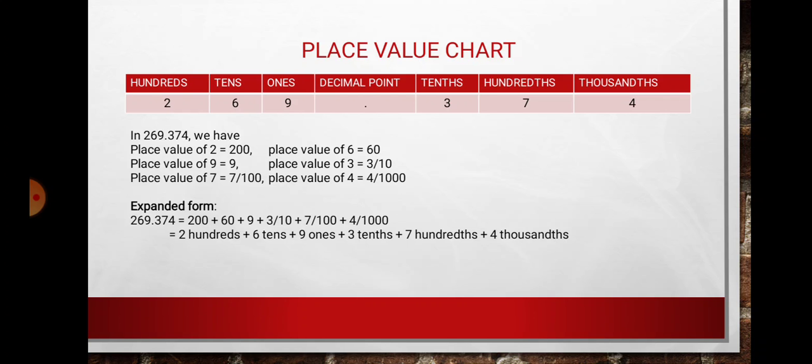The expanded form of this can be written as 200 plus 60 plus 9 plus 3 by 10. After the decimal point, the first place value is tenths, so it comes as 3 by 10. The second place value can be written as 7 by 100, and the last one is 4 by 1000. The same thing can be written in words also: 200s plus 6 tens plus 9 ones plus 3 tenths plus 7 hundredths and 4 thousandths.